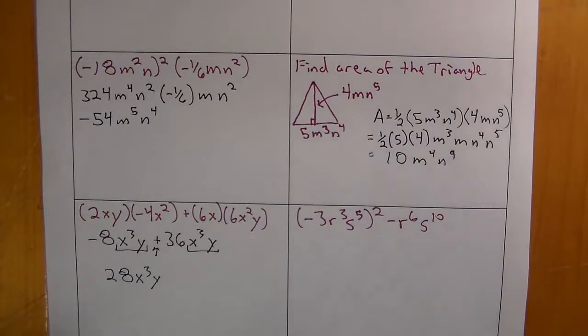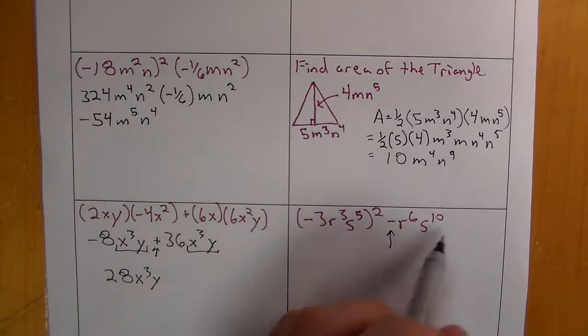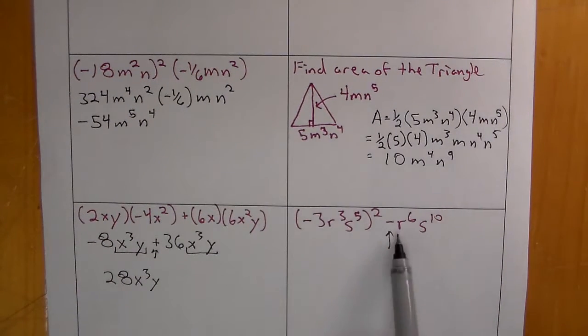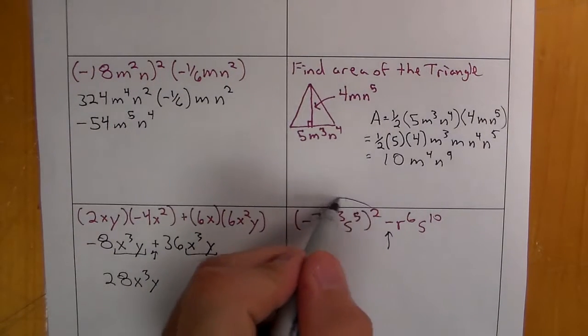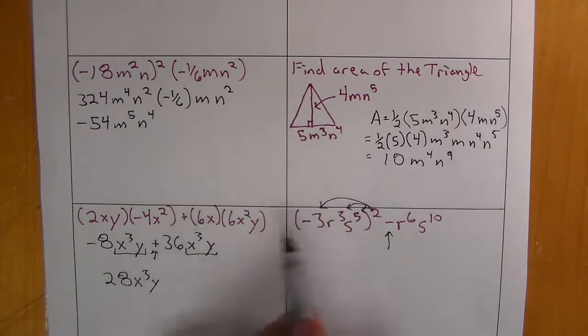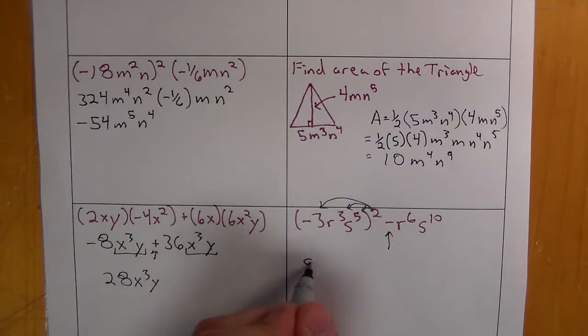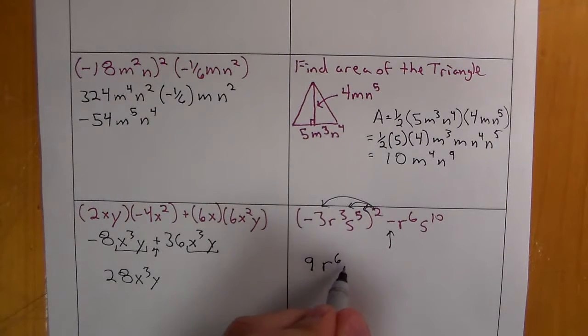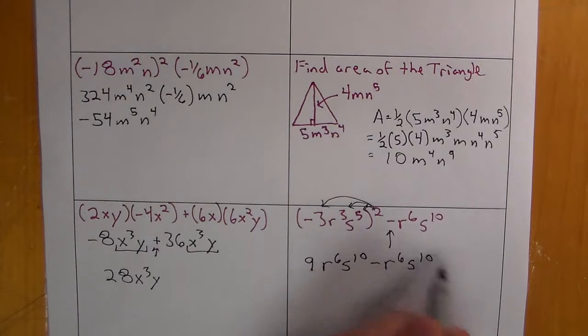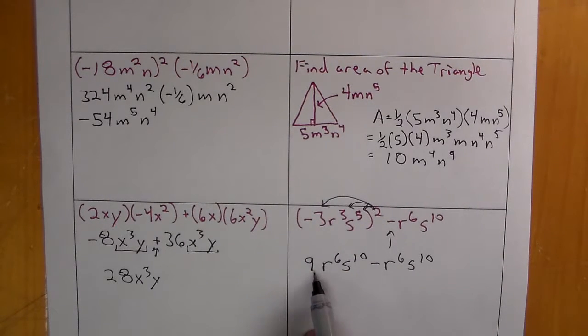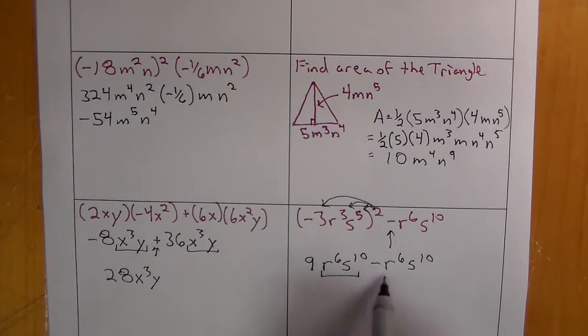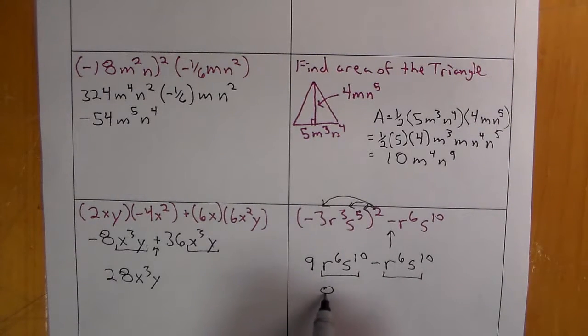Now we come to the last one, and that's going to be the same idea, because it's not a negative in parentheses like previous ones we've had. It's saying we have 1 r to the 6th, s to the 10th, and we're going to subtract it from whatever we have here. So the first thing we do is the power rule. And again, I have a negative 3 squared, so that's a positive 9. R to the 6th, s to the 10th, minus r to the 6th, s to the 10th. So 9 of these minus 1 of these gives me 8 r to the 6th s to the 10th.